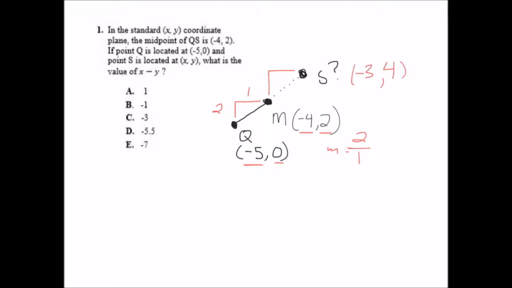But the question that they're asking is, what is the value of x minus y? So you've got to take your value of x, which is negative 3, minus your value of y. Now your value of y is 4, but when you take away 4 from negative 3, you end up with a total of negative 7. The correct answer is E.